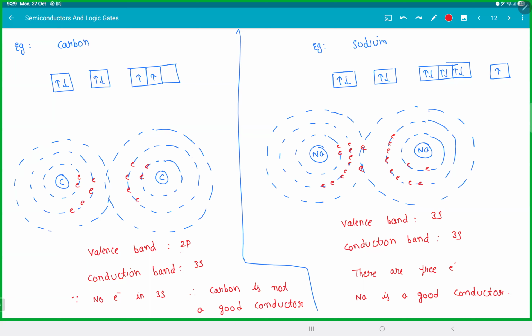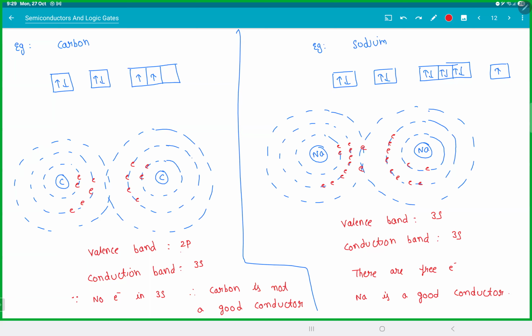Now look at sodium. Sodium is a conductor. 1s, 2s, 2p6, 3s, 1. Now if you look at this, there's one electron sitting in the 3s orbit. These things are free to move. So here the valency band and the conduction band is 3s. There are free electrons. That's why sodium is a good conductor.